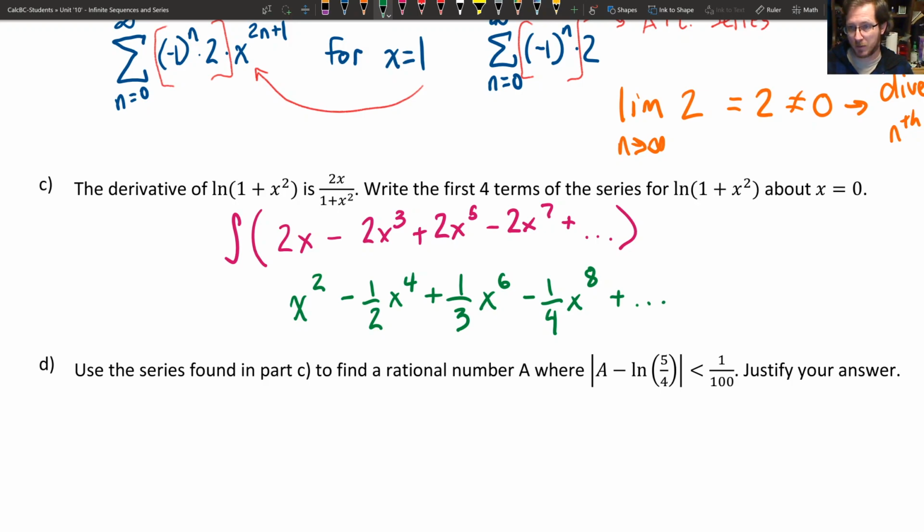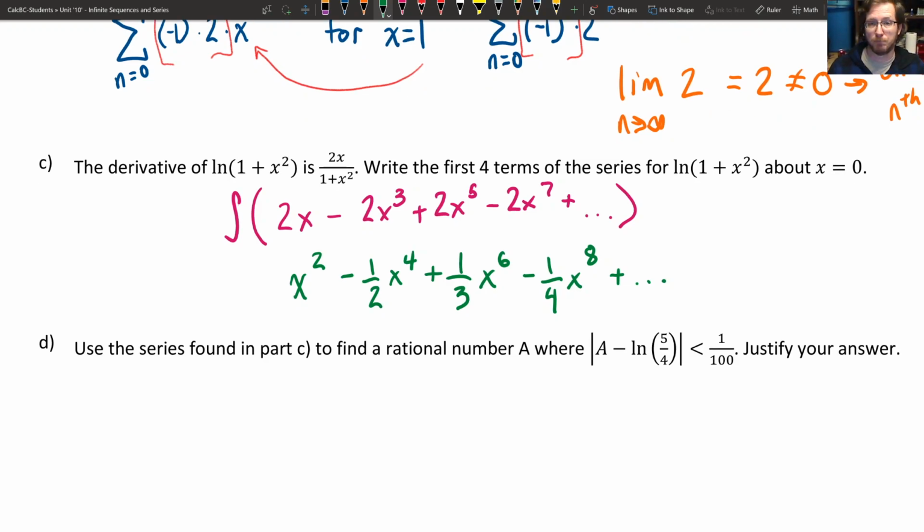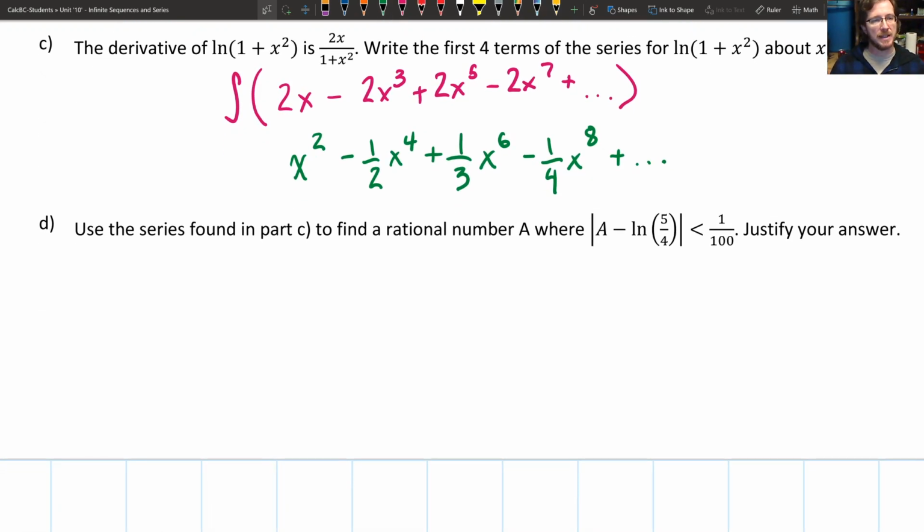All right, those are the first 4 terms, and then if we needed more, we could find more of the original and antiderive each one. All right, last one, part D, says use a series found in part C, what we just found, to find a rational number A such that the absolute value of A minus natural log of 5/4 is less than 1 over 100. Justify your answer.